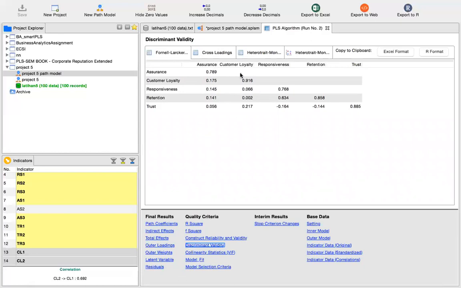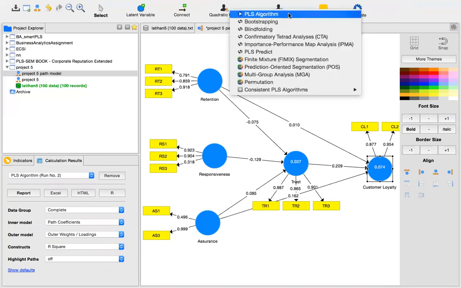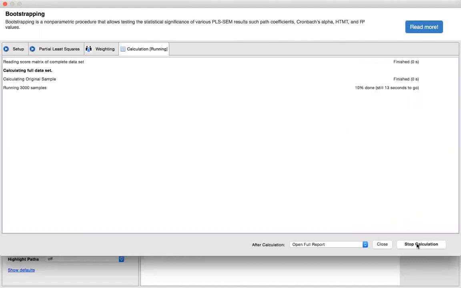And we'll go back to our path model. And we're going to calculate bootstrapping. So click calculate and bootstrapping. Before, our subsamples were 300, so we multiply it by 10, so it's 3,000. Then start calculation, and we'll just wait until it is done.